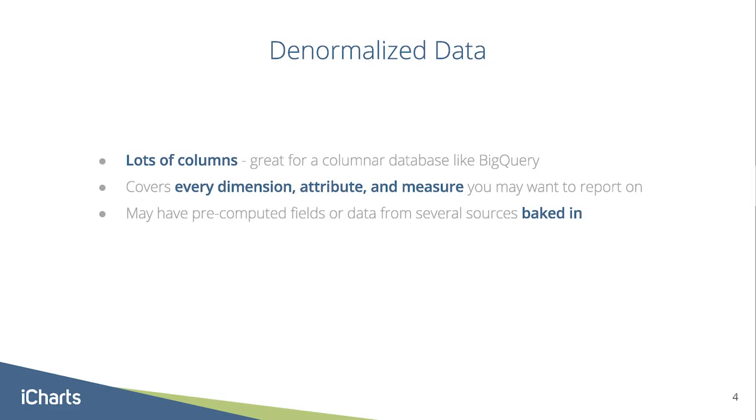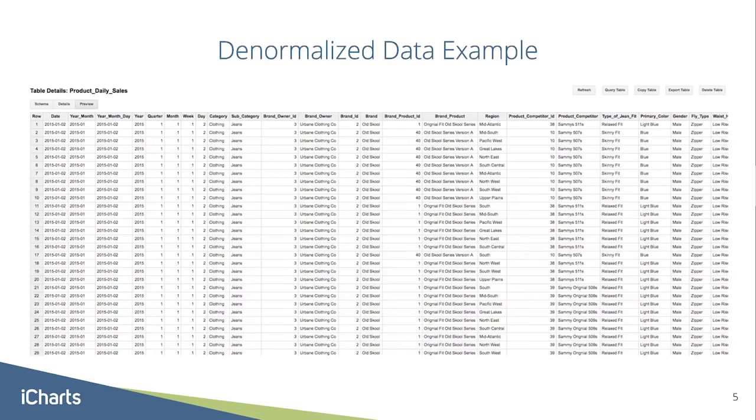So you don't have to make that decision on, I need to create a cube or anything like that. You basically just fill in the entire row with all the data that you might want, and you'll be able to go back and say, I want this dimension, I want this dimension, I need this measure, I need to make this kind of calculation. And finally, it may also have some pre-computed fields in it, or data from several sources just baked in. And sometimes that's great. You may actually need to do that. Other times, though, we're going to see how further on in the presentation we can make that a little bit more efficient.